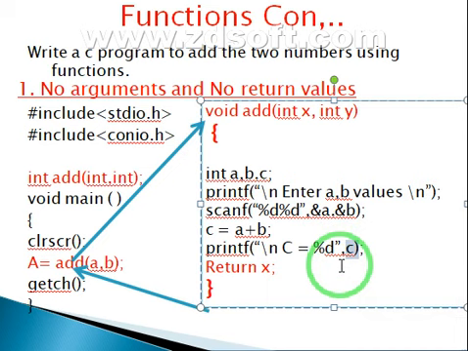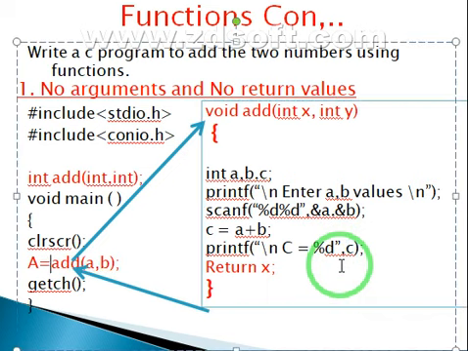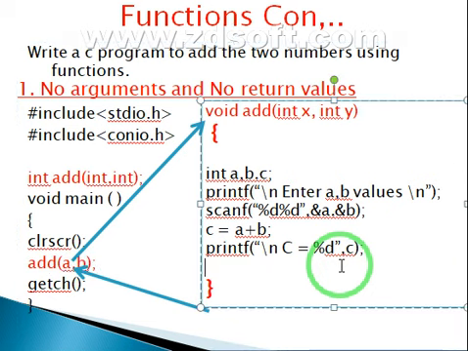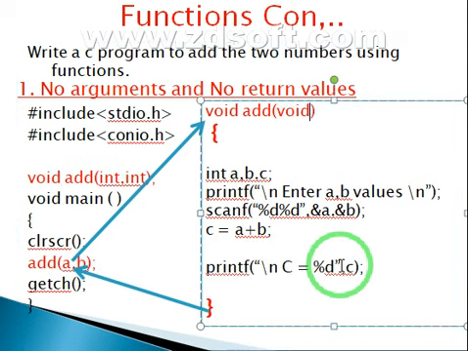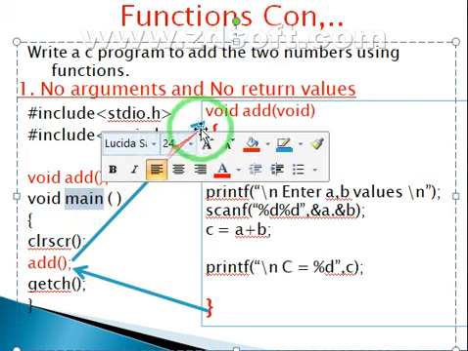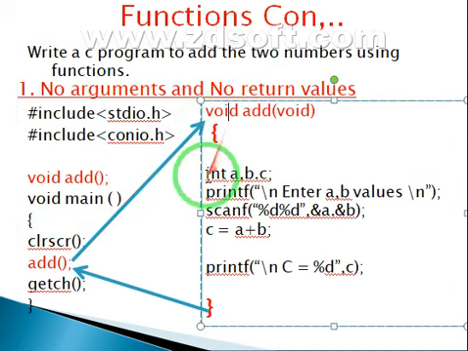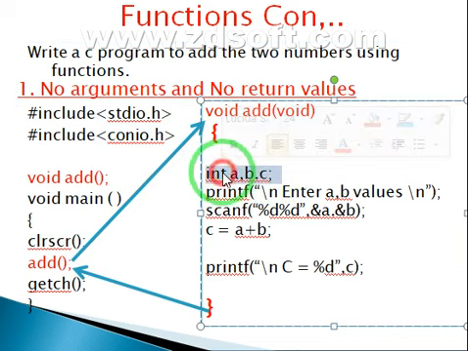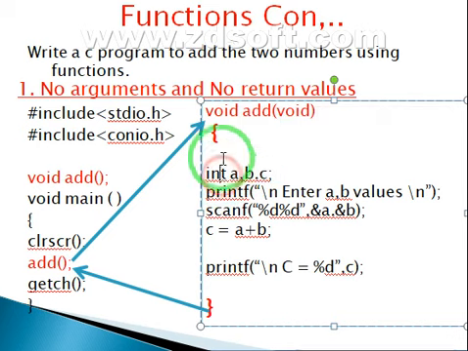Listen properly. I will remove the additional information which I explained, so we can see the proper example. Void add: this is a function declaration. Whenever the program reads main, it starts executing, then clear screen, then add. When add executes, control passes directly from here to the function definition. Then there is a declaration, which is called a local declaration. A, b, c are accessed only within the user defined function.